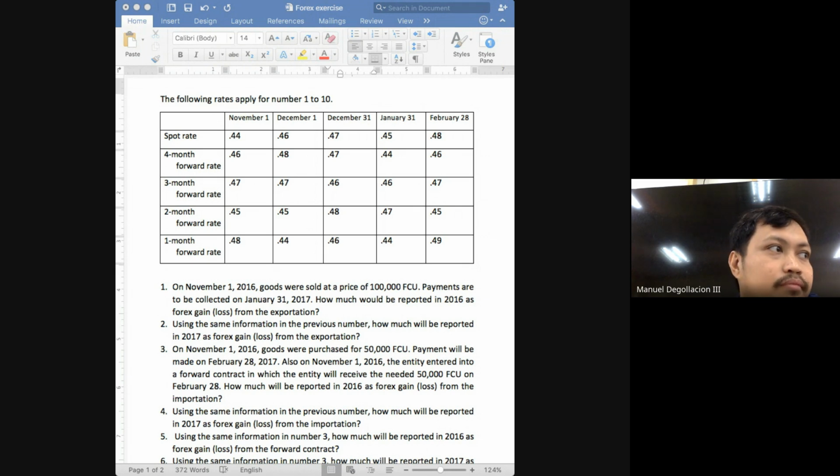And what do we do to bring down 47 to 45? Decrease it by 2,000. So what will be our entry? Do we debit or credit accounts receivable? Decrease AR. What do you do? Debit or credit? Credit. So you will have to credit accounts receivable. And what will be your debit? This time, loss, specifically a Forex loss. So our entry on January 31, the first entry in January 31 would be debit.